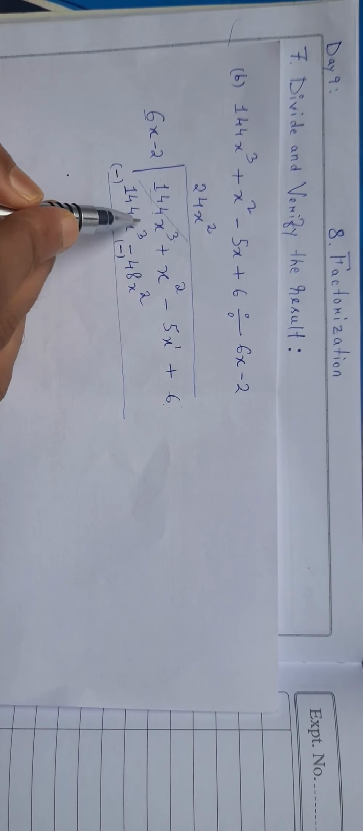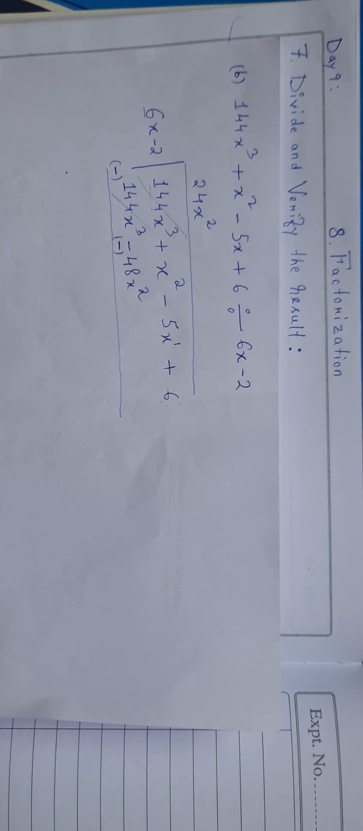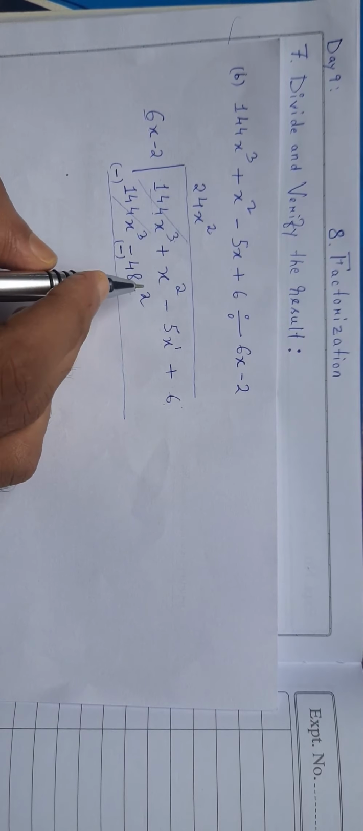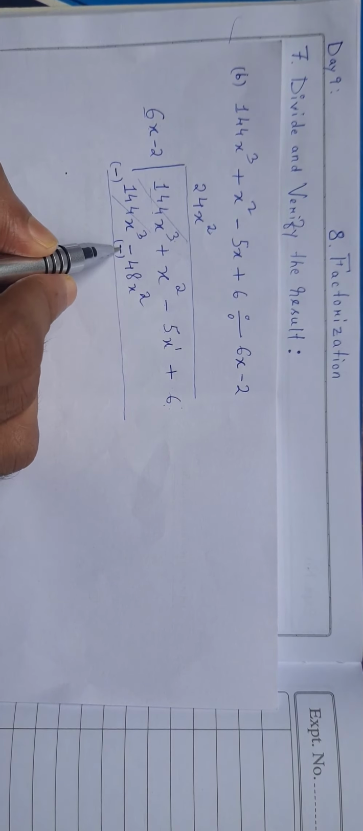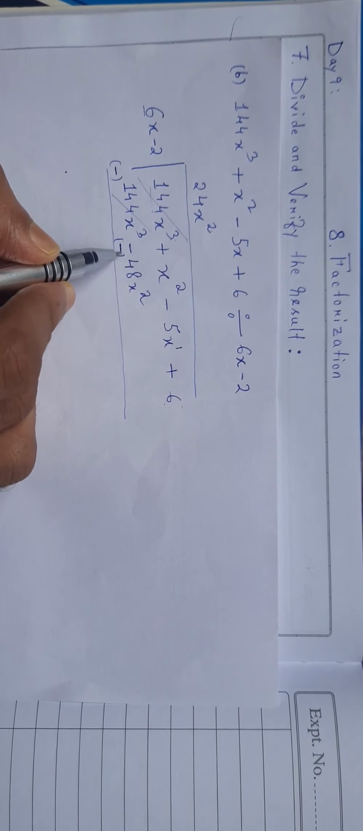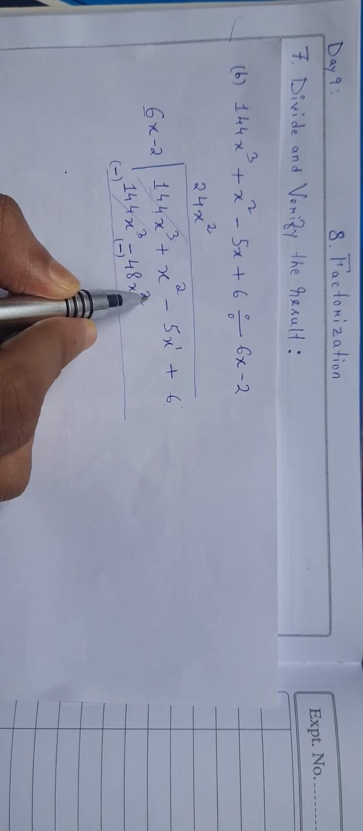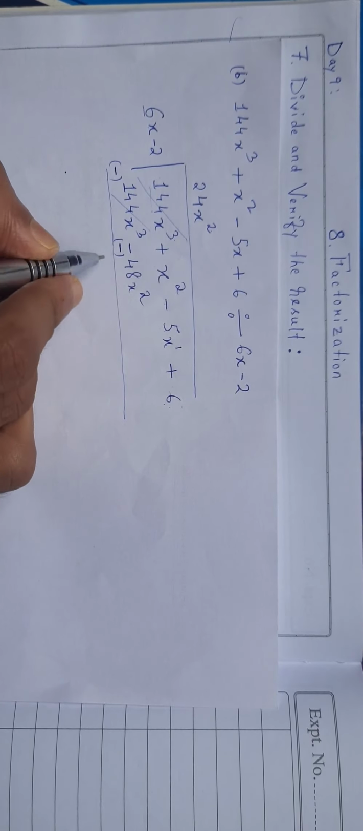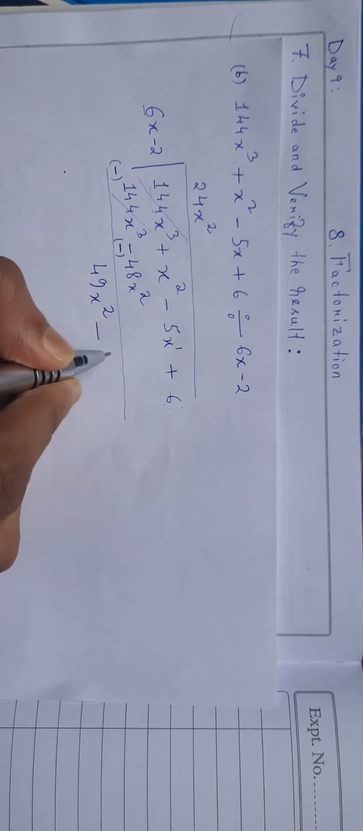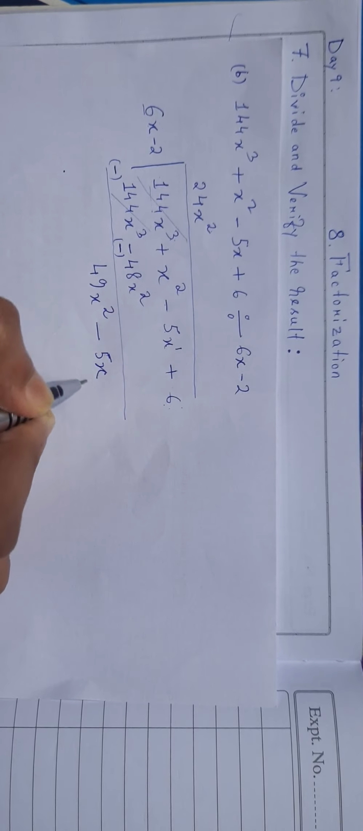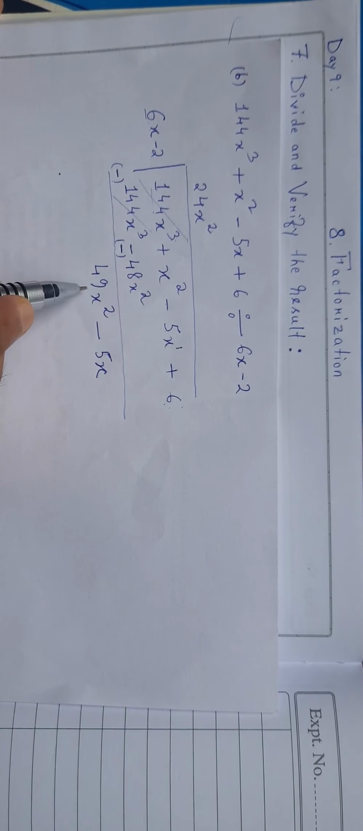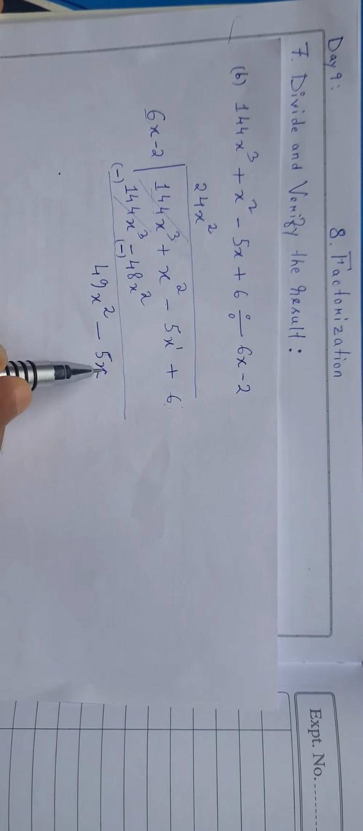So both the numbers will be cancelled. Here you will find, since this minus sign is already given in the equation, and here it is minus, so this minus and this minus will make it plus. So now the number is plus 48x square. So plus 48x square plus x square will make it 49x square, and then one more term will be brought down, since in the divisor we have got two terms, 6x and minus 2. So here also one more term will be brought down to make it two terms.